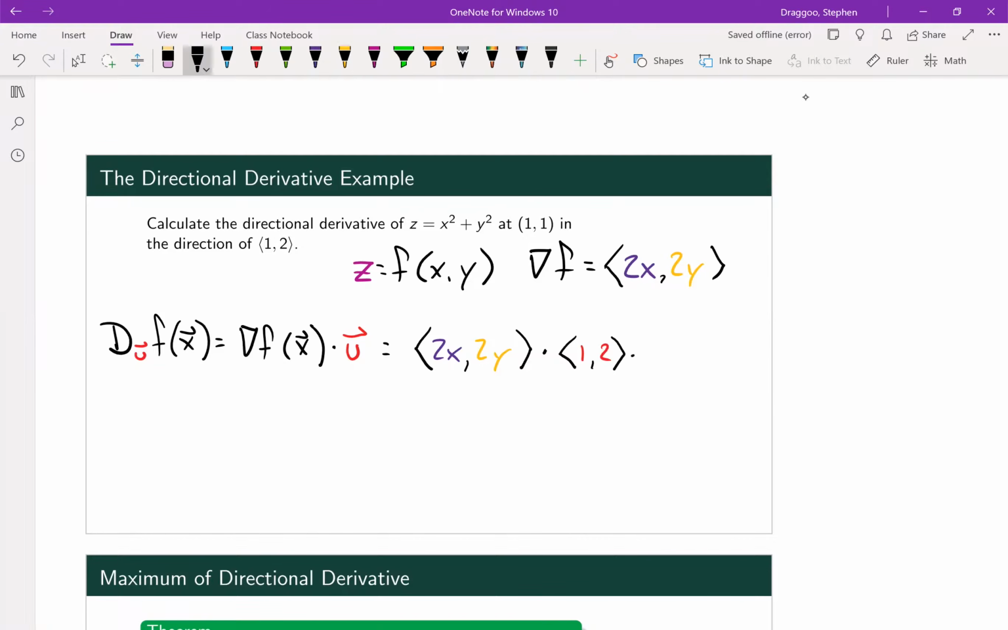And we need to make this thing a unit vector, so we need to divide it by its magnitude, the magnitude of which is the square root of 1 squared plus 2 squared. So all in all, this thing comes out to 1 over the square root of 5 times, let's see, this looks like 2x plus 4y.